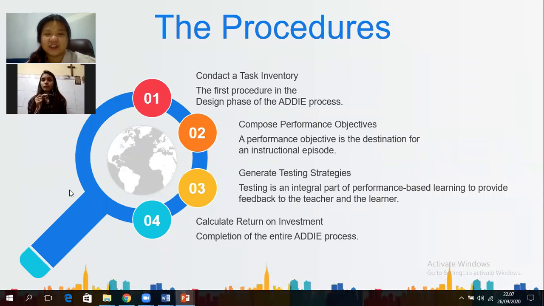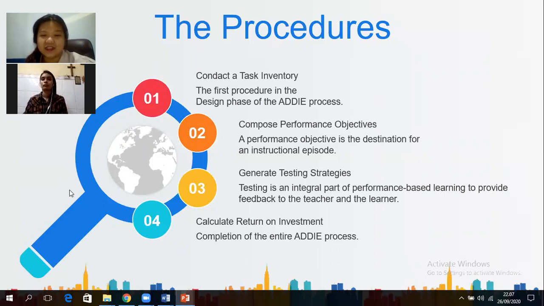So the first one is to conduct a task inventory, the first procedure in the design phase of the ADDIE process. The second one is compose performance objective. A performance objective is the destination for an instructional episode. And then the third one, generate testing strategies.